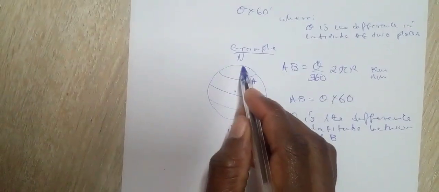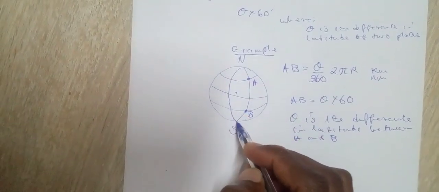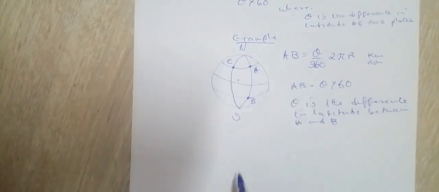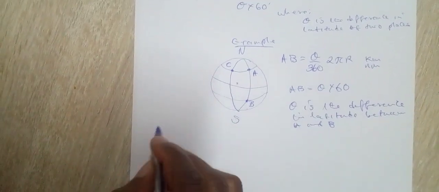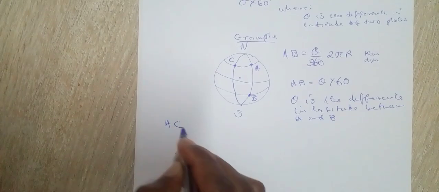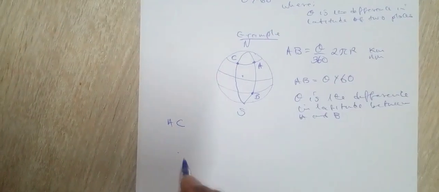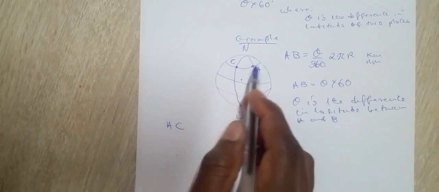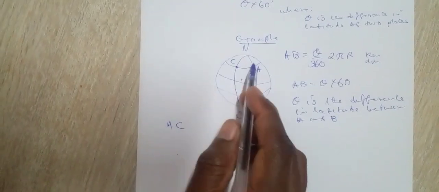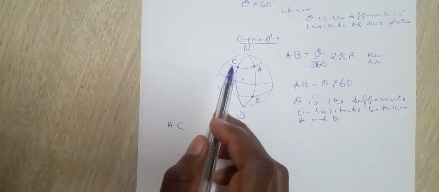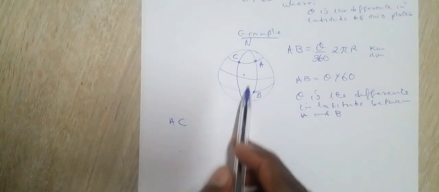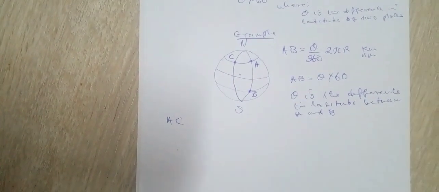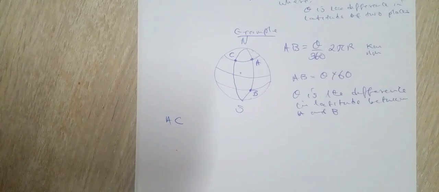Sometimes they may give you a situation like this, where they give you a point here. Let's say this is C. Now, if I want to find AC, I cannot use this formula because this is a distance along the lines of latitude. Hence, there is a different formula that you can use. But in this case, it is on the longitude, so use this formula here. Learn to differentiate the two formulas.